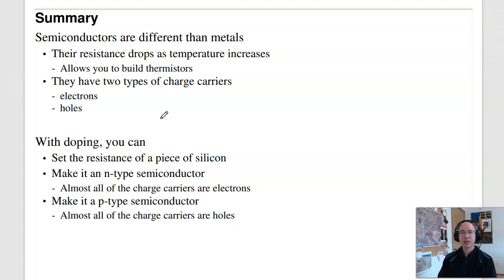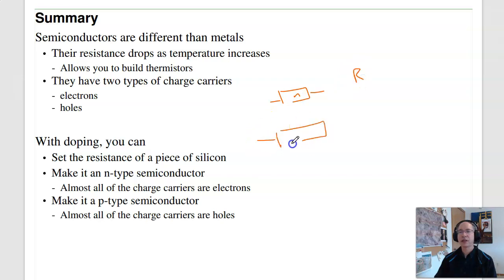Now with that, with doping, I can set the resistance of a piece of silicon. I can make an N-type semiconductor, where almost all the charge carriers are electrons, and I can make a P-type semiconductor, where almost all the charge carriers are holes. What you can do with that comes up in the following lectures. That's basically, if I just have N-type, P-type, I've got a resistor.